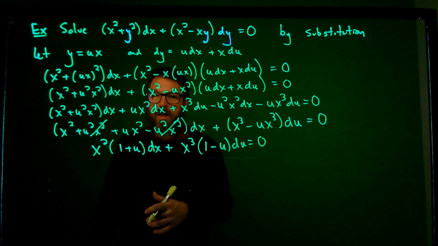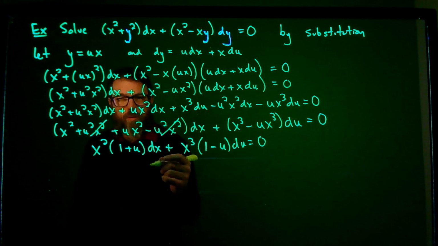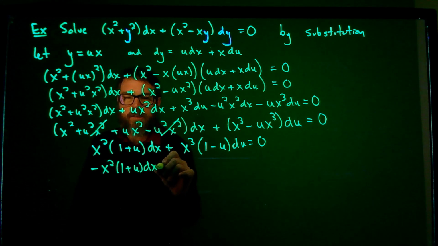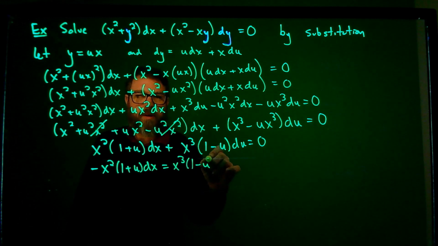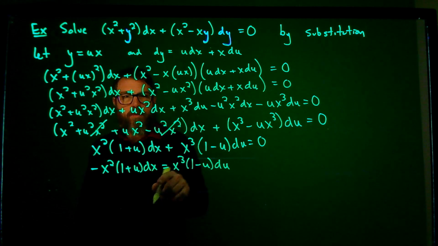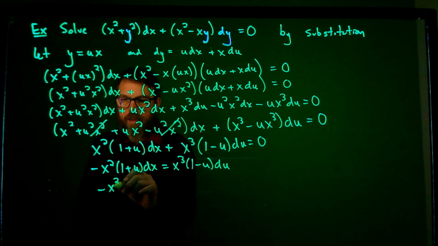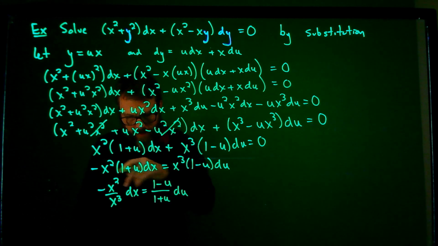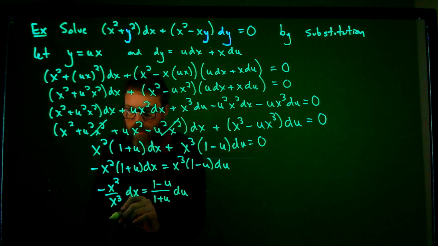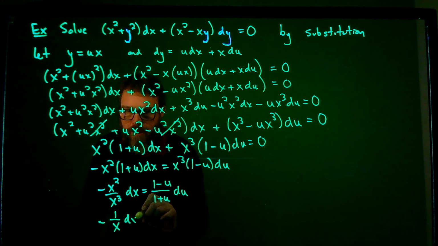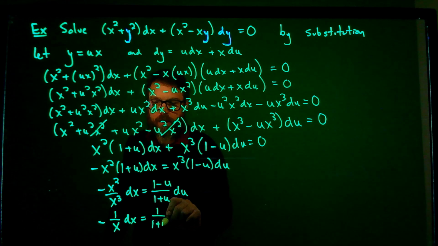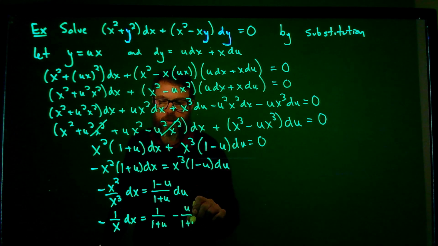I'm going to put all the x's on one side, all the u's on the other. So minus x squared times 1 plus u dx is going to be equal to x cubed times 1 minus u du. And I'll put my x's over here, so minus x squared over x cubed dx is going to be equal to 1 minus u all over 1 plus u du. And this is going to be minus 1 over x dx is going to be equal to, well, this thing right here. I'm going to break this apart because I know I'm going to have to integrate both of these. So minus u all over 1 plus u du.